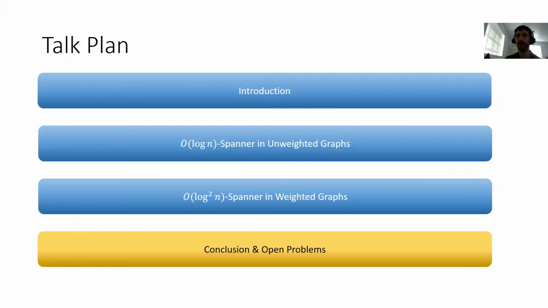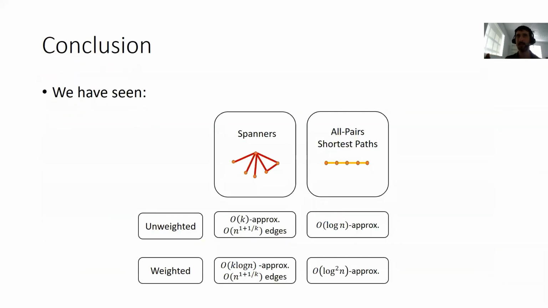So finally, let us recap and discuss open problems. We've seen algorithms for spanners and the all pairs shortest path problem, where in unweighted graphs we solve for spanners in an order of k approximation algorithm with order of n to the 1 plus 1 over k edge set size. And for weighted, we've seen an order of k log n approximation with order of n to the 1 plus 1 over k edge set size. And for the all pairs shortest path problem, we've seen an order of log n and order of log squared n approximation for unweighted and weighted graphs, respectively.